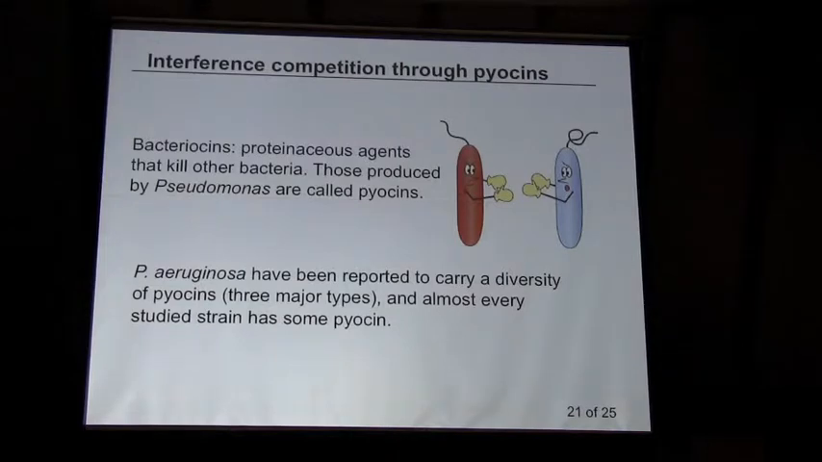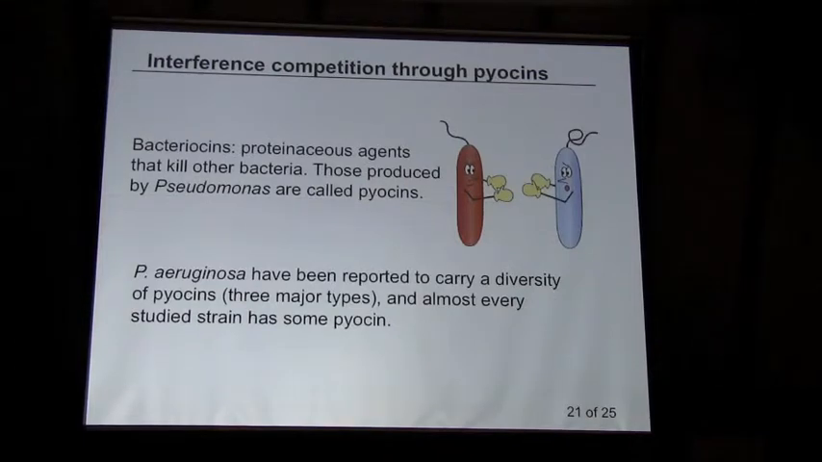So we chose to look at piacins. Piacins are bacteriocins produced by Pseudomonas. Bacteriocins are proteinaceous agents that kill other bacteria. We chose to work on piacins because aeruginosa has been reported to carry a huge diversity of piacins.